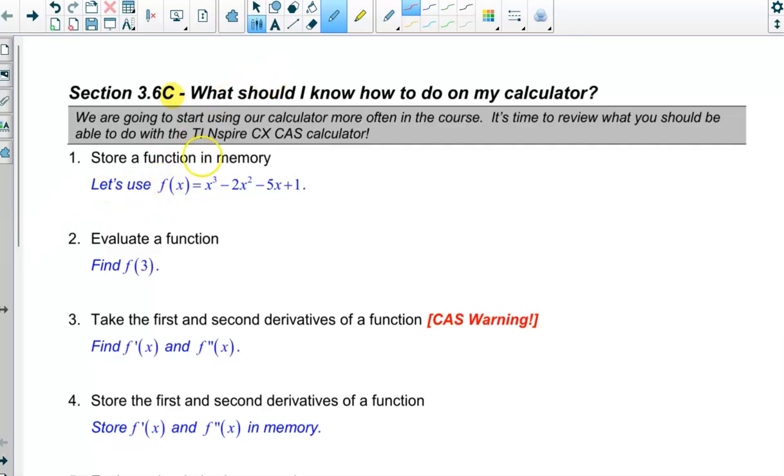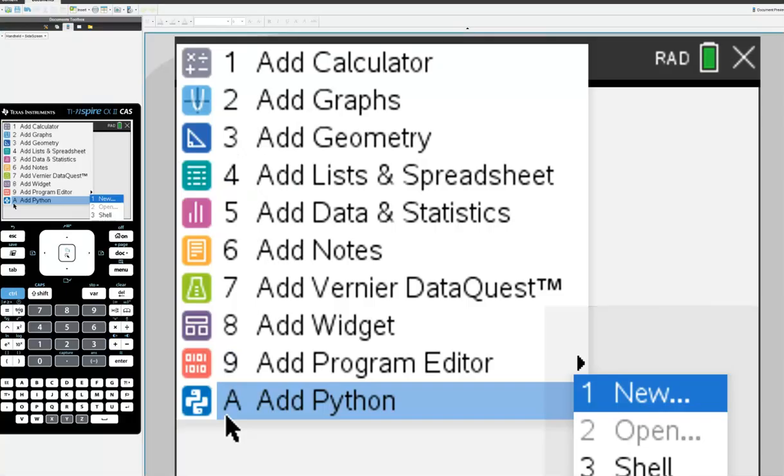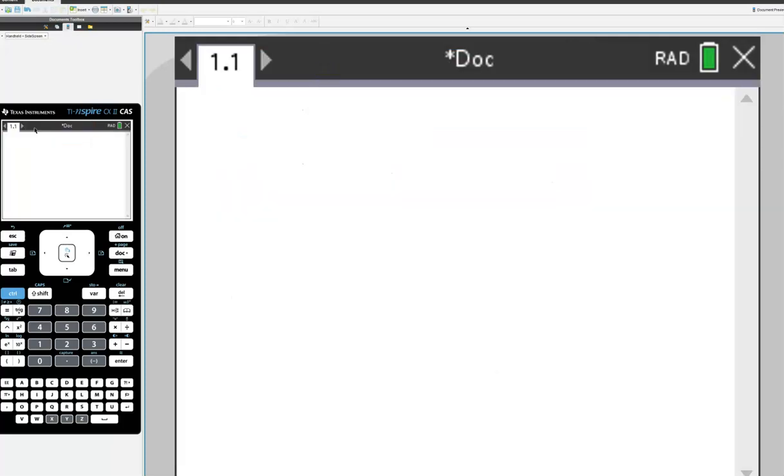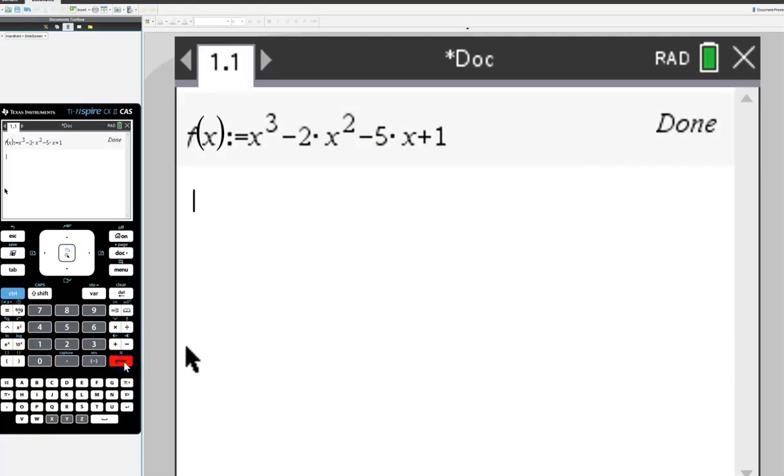Okay, so the first thing we're going to do is try to store a function in memory. Jump ahead and boom, look, here's the calculator. This should look very familiar to you. It's the calculator that you all have on loan from me. So the first thing I'm going to do is type in f of x. And now to store a function in memory, I need a very special equal sign. It's this guy right here. It is a colon followed by an equal sign. Now just type in the function. Grip it and rip it. Boom, we're done. Function is stored in memory.